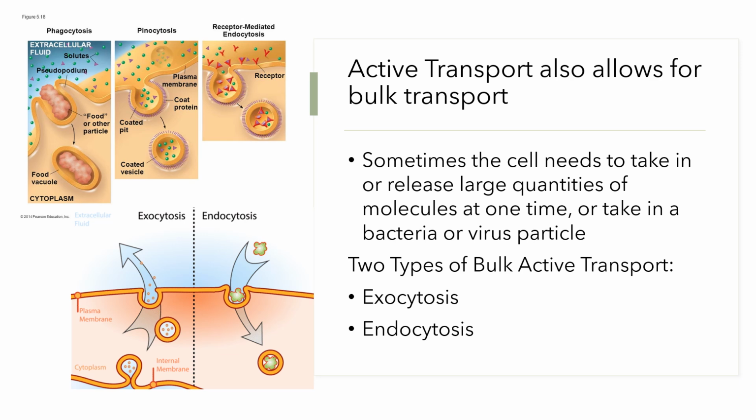Active transport also allows us to have bulk transport. Sometimes we need to bring in very, very large molecules. Sometimes we need to bring a lot of molecules in all at once, or the opposite. Sometimes we need to get rid of a lot of junk all at once. So to do that, we use bulk active transport, one of two types, either exocytosis or endocytosis.